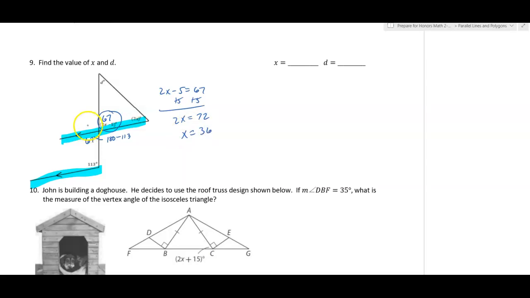Now I could also use that this is 113 because these are corresponding angles and these add up to 180. It's up to you. Now, here's the thing. To find d, I'm going to plug x in. So 2 times 36 would be 72 degrees. And now to find d, so x is 36, d would be 180 minus 67 minus 72, which gives me 41 degrees. Okay?